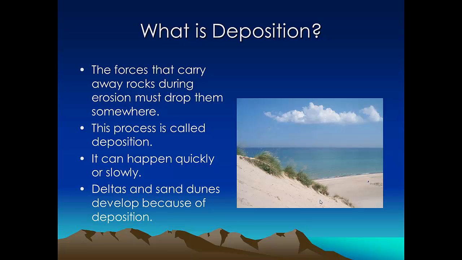Deposition can also happen quickly, or it can happen slowly. A couple of landforms like deltas and sand dunes can develop because of deposition. Here in the picture you see sand dunes. Sand dunes are small hills of sand that have developed because wind has carried sand from one place to another. Remember, wind is an agent of erosion. But that wind has stopped somewhere and it has settled that sand on top of each other, kind of layered, and caused a sand dune.